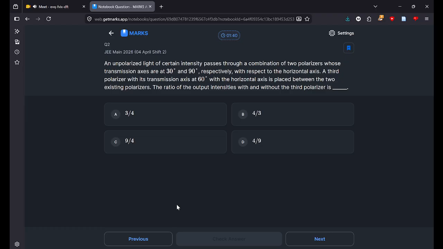So if unpolarized light of intensity I naught is passing through, we know after passing through P1 it is obviously I naught by 2, and after passing through P2 it will be I naught by 2 cos square theta. So I naught by 2 cos square 60, that means 1 by 4. So I naught by 8 is our final intensity when two polarizers are there. Now we are going to insert another one in the middle.